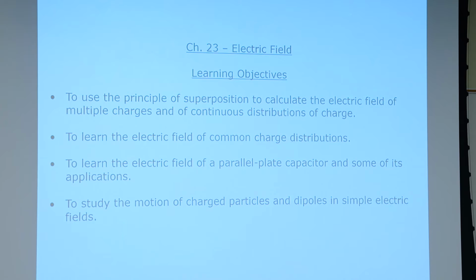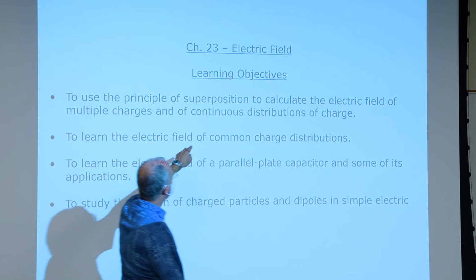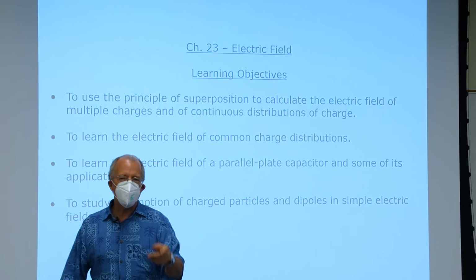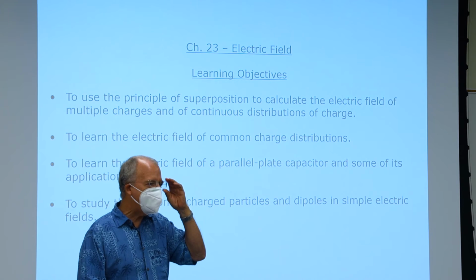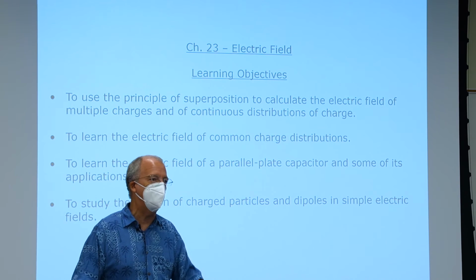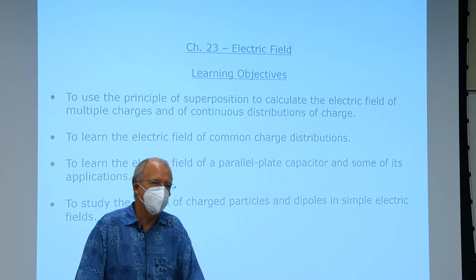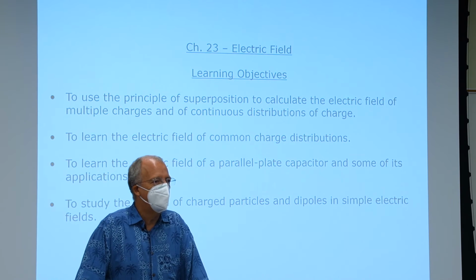All right. We're going to use the principle of superposition. All that means is you add. We're going to calculate the E field of multiple charges. That's just a total piece of cake. And continuous distributions of charge. Now, just remember, the E field is a vector. So when you're adding vectors, what do you got to incorporate? Direction. And that's kind of a pain sometimes, right?